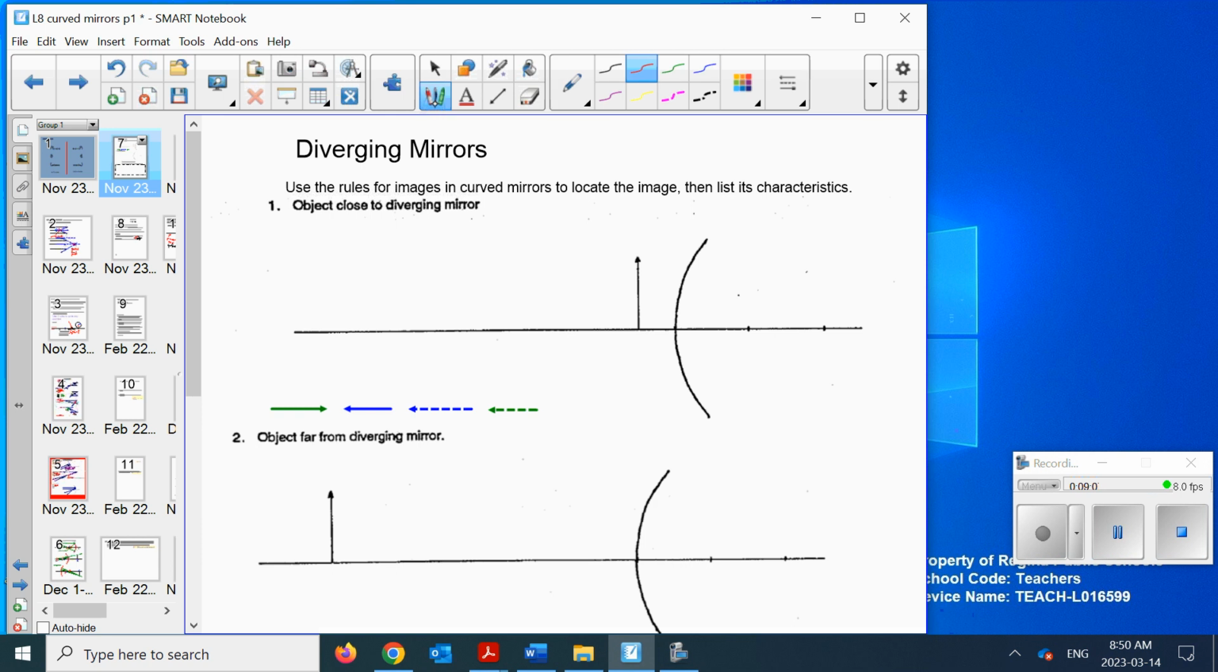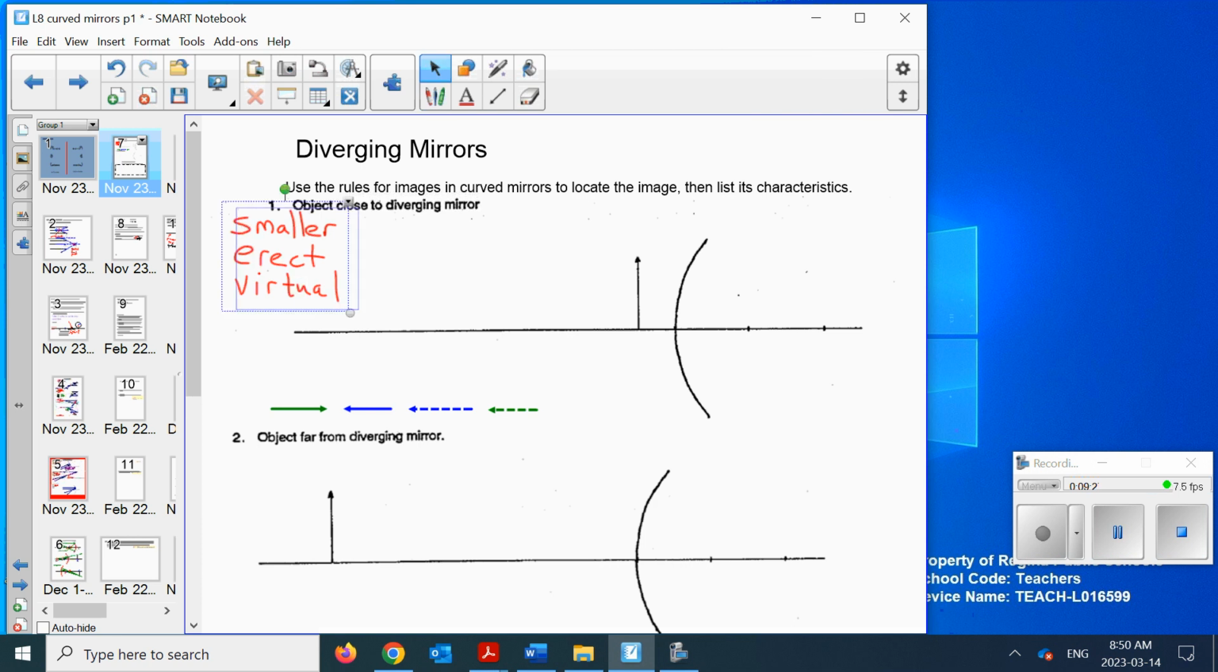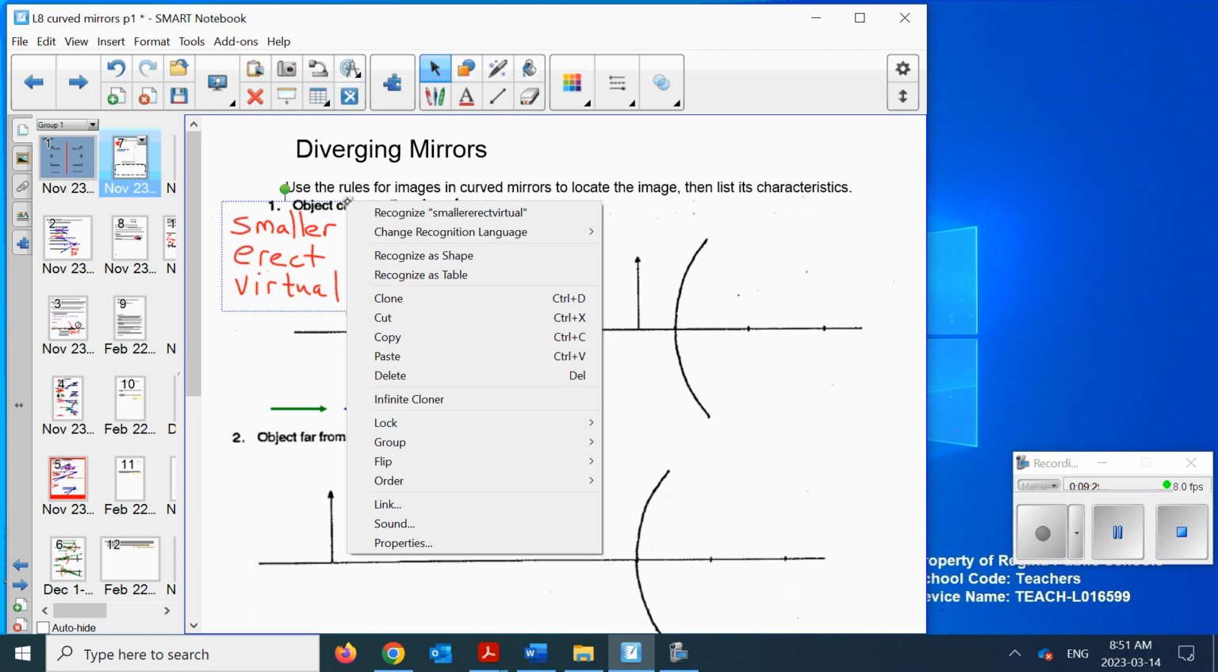Characteristics: size is smaller. It's always going to be erect, never inverted. Therefore, it's always going to be vertical. And I could do that before, as long as I know it's divergent. I'm going to just actually copy that.